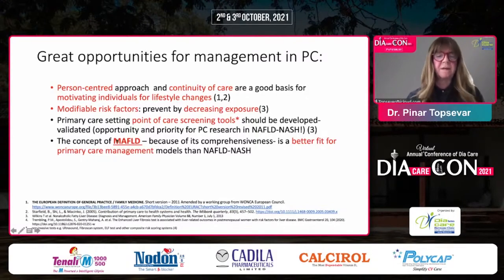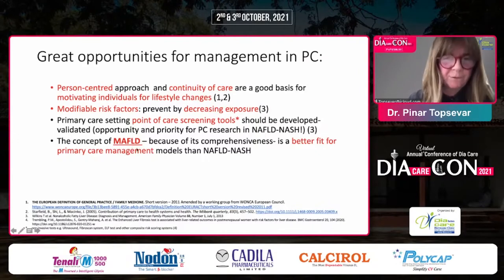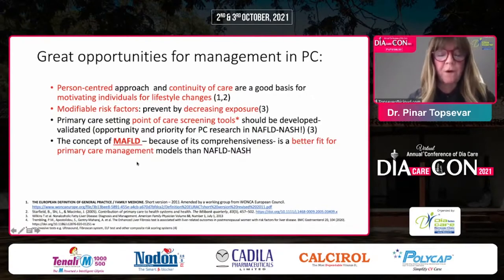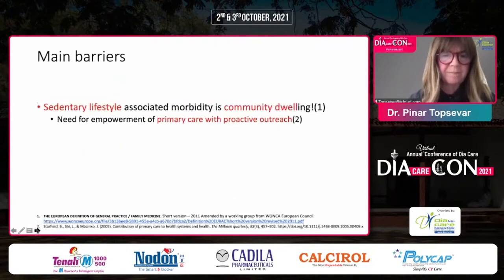But because this is a non-exclusive term, in primary care, as I said, we have this low prevalence population. So we need to be very comprehensive and non-exclusive in our disease definitions. And that is why this metabolic associated fatty liver concept would be a good approach for primary care. And if we now go for primary care guidelines for the prevention and management of NAFLD in type 2 diabetes, we should consider this new concept as well.